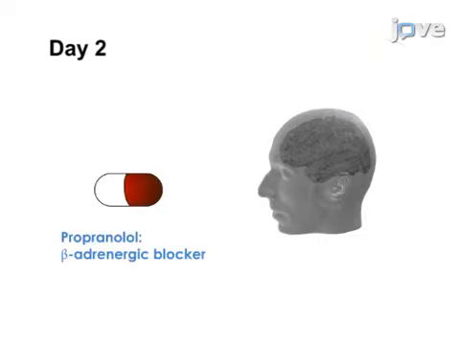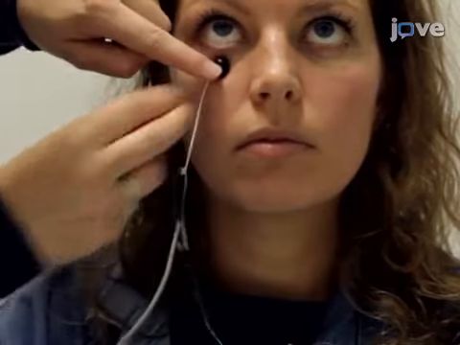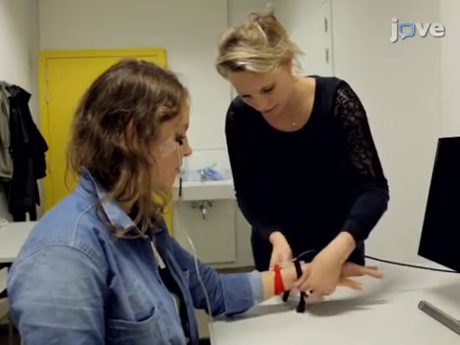Next, 40 milligrams of propranolol is administered in order to disrupt the process of memory reconsolidation. The results show a permanent reduction of fear based on the startle fear responding. The main advantage of this technique over existing methods, like fear extinction, is that fear is permanently reduced.